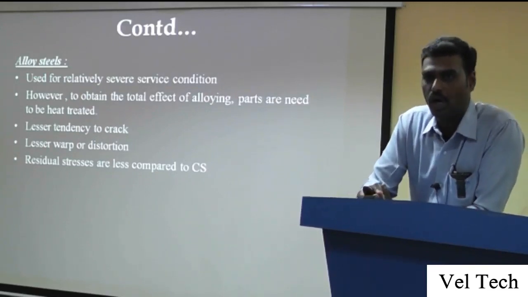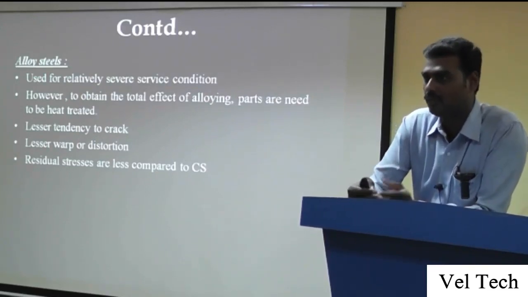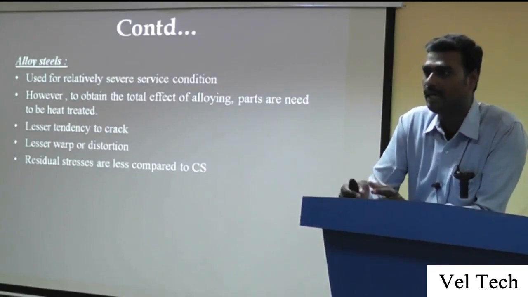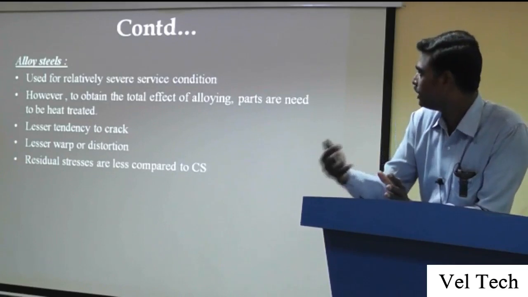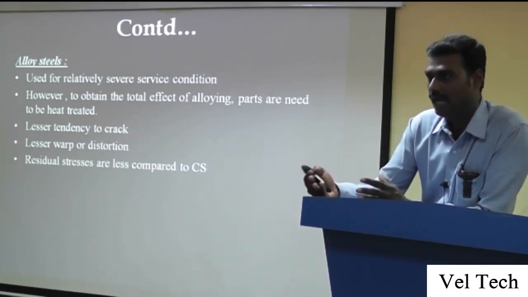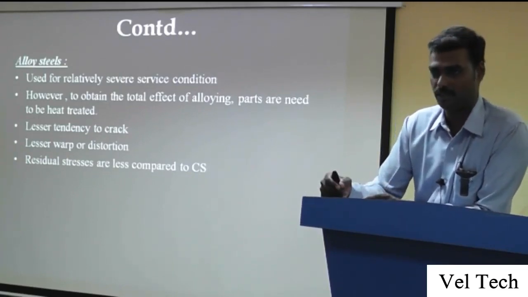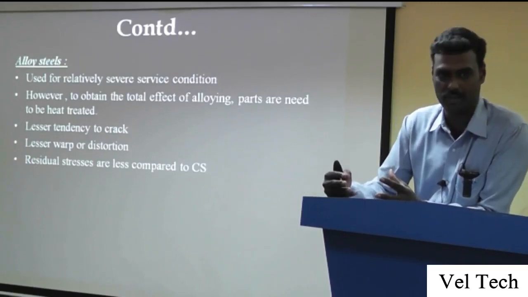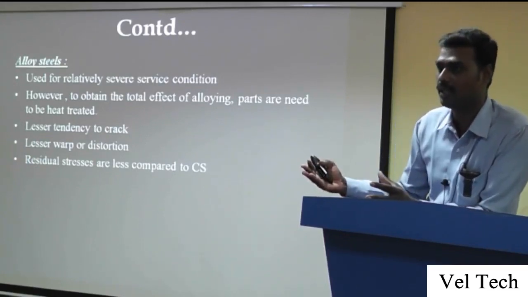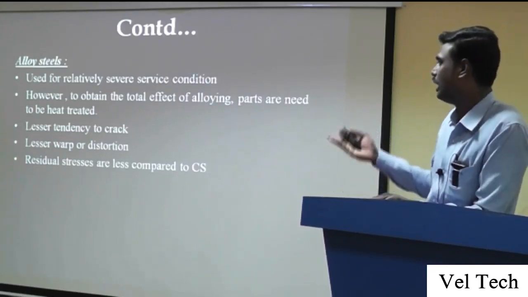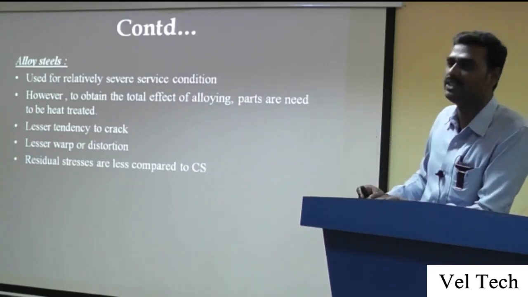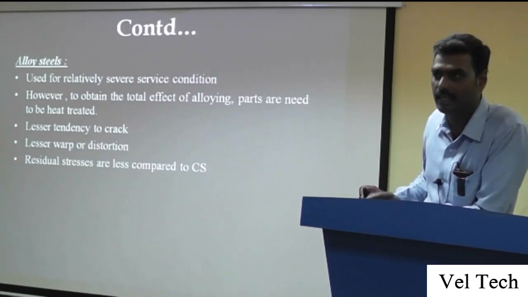And the second one is lesser tendency to crack. This is the greatest advantage of using alloy steel. And the third one is no warp or distortion. No distortion is present on the surface of the shaft. And the next one is residual stresses. If we make the shaft by hot rolling process, what will happen? Residual stresses are common, just by nature.